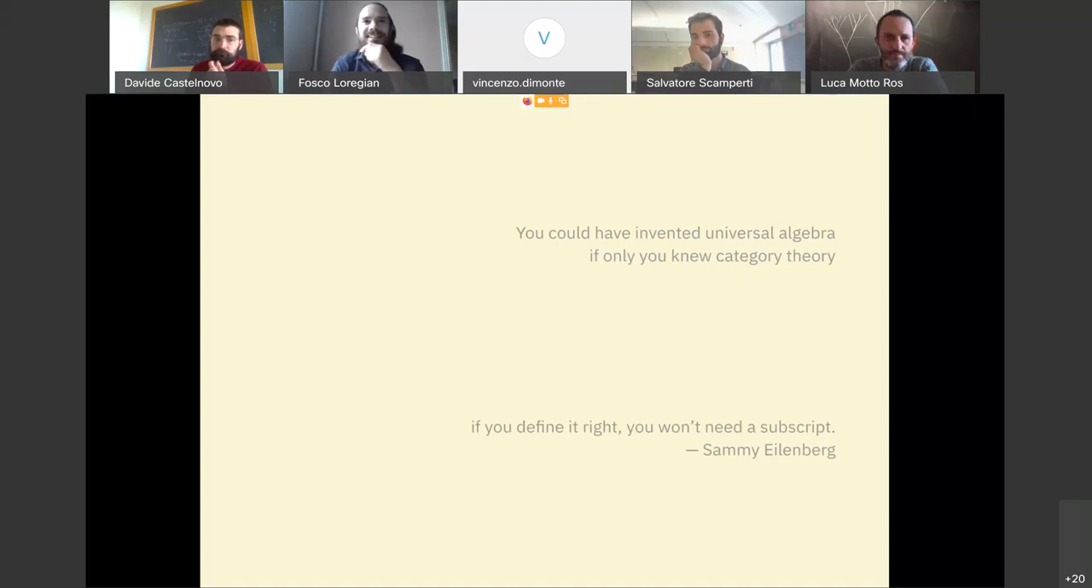And the second is this quote by Sammy Eilenberg, that you maybe know as the founder of category theory, one of the two founders of category theory. I like this idea, the quote is, if you define it right, you won't need a subscript. I really like this idea because I agree, and I really like the way this completely strips any dignity away from some pieces of logic that are full of subscripts and superscripts and tuples and so on. So if you want to fight, don't fight me, fight other category theorists, and especially Sammy Eilenberg. He would be happy to, if only he was still alive.